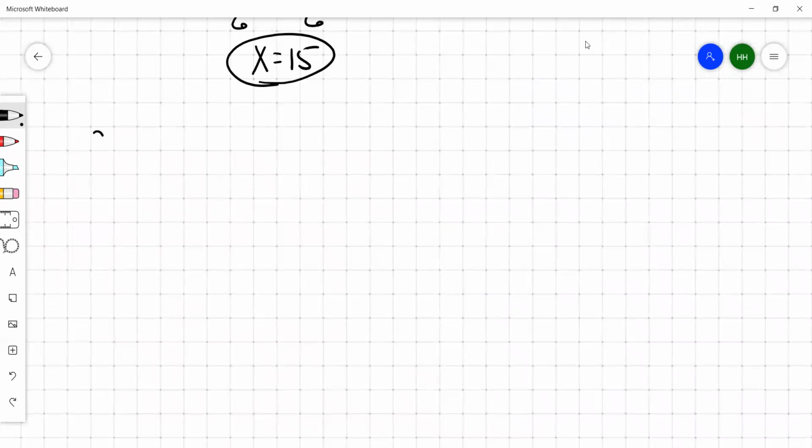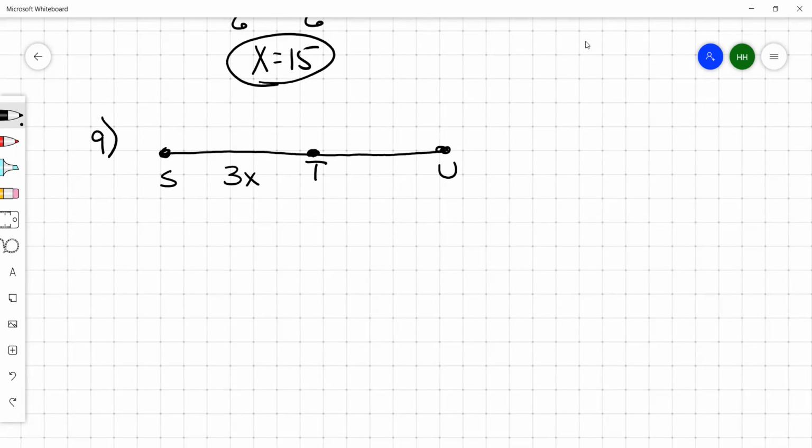Number 9, there's 12 questions total, so we got 4 to go. Number 9, another segment. S is the left endpoint, T is the midpoint, and U is the right endpoint. S to T is 3X. T to U is 2X plus 25. And you need to find ST, TU, and the entire length, SU.